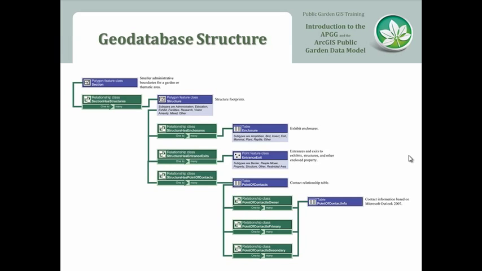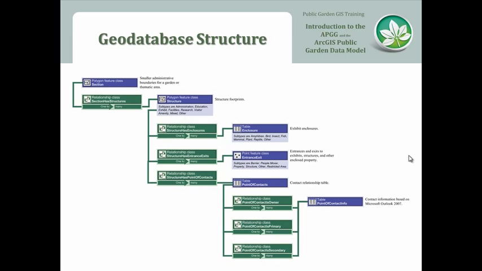If we zoom into a portion of the diagram in the previous slide, we can look at how feature classes and tables are connected. This is what I like to call a geodatabase structure diagram, and it shows the zoomed out view of how things work together. In the upper left hand corner of this slide, you'll see that there's a polygon feature class for sections. Sections we've defined as smaller administrative boundaries for a garden or thematic area, but essentially you can think of them as just parts of your garden.